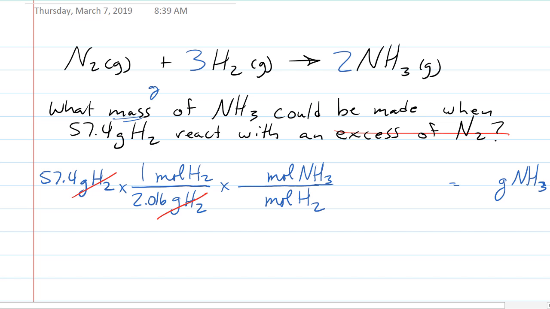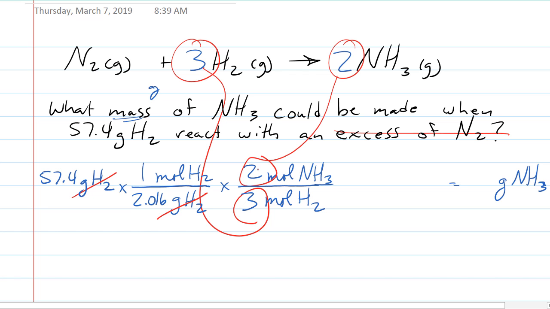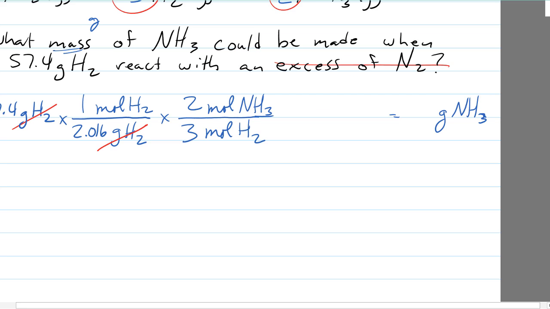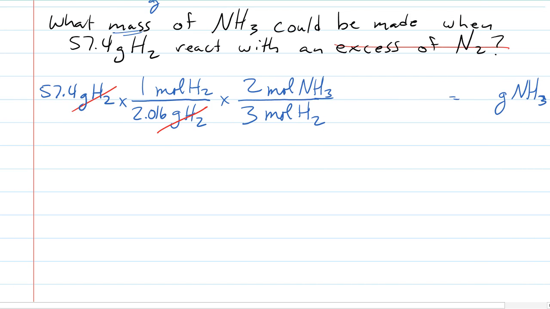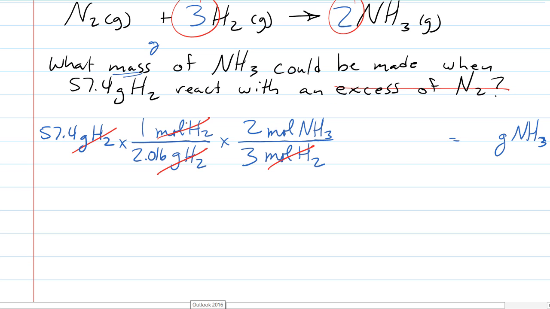Now what number are we going to put on the bottom here? What number is going to go in front of the H2? 3. What number is going to go in front of the NH3? And where do those numbers come from? The coefficients, exactly. The 3 is right here. The 2 is right here. So these come from the coefficients in the balanced chemical equation. And at this point then, what happens to the units? Moles of H2 cancel out. Well, now we have moles of NH3.